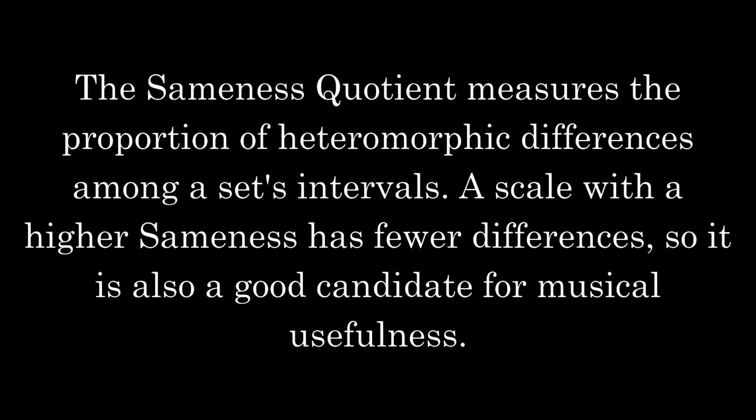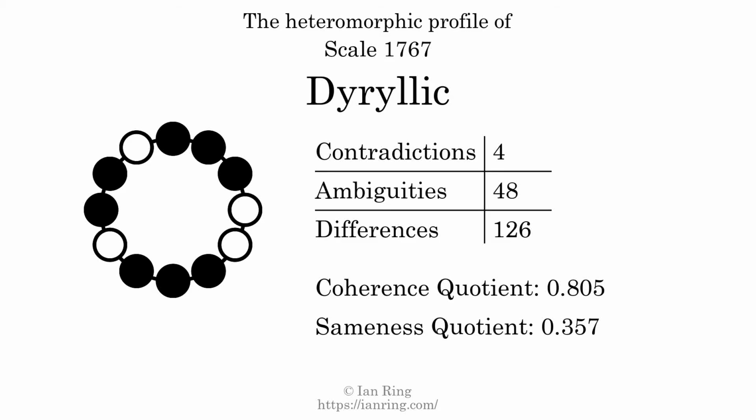The sameness quotient measures the proportion of heteromorphic differences among a set's intervals. A scale with a higher sameness has fewer differences, so it is also a good candidate for musical usefulness. The sameness quotient is 0.357.